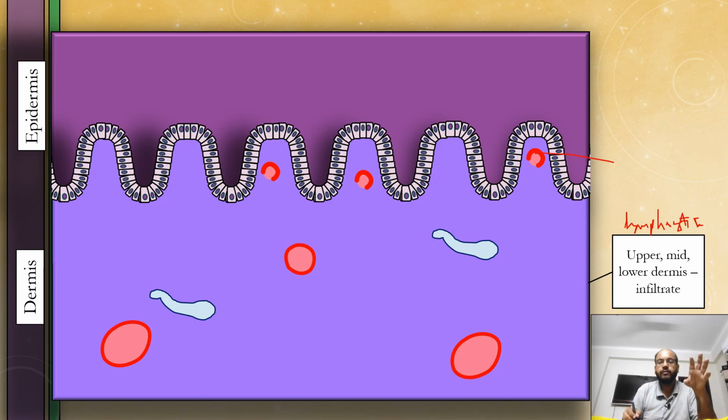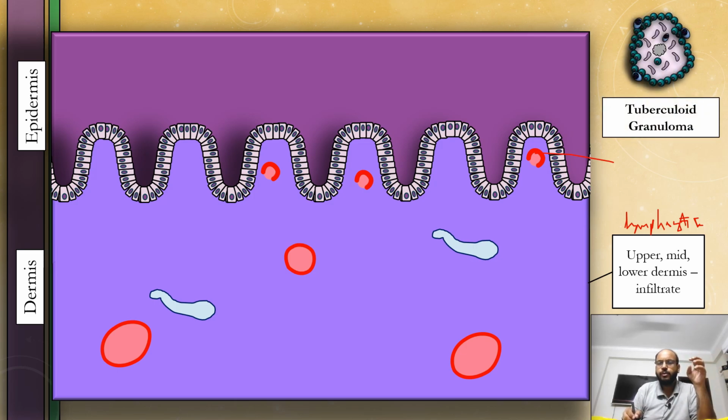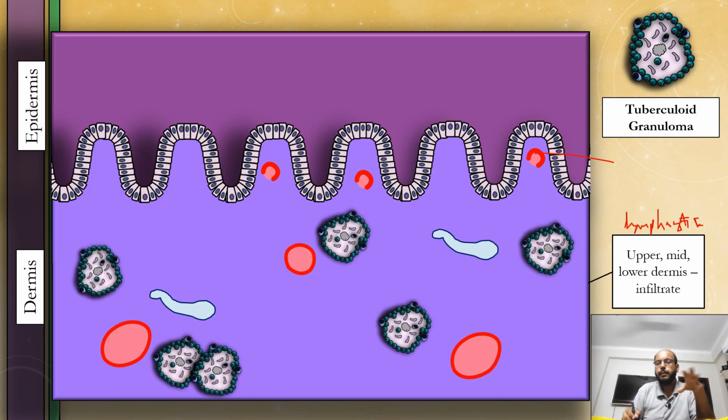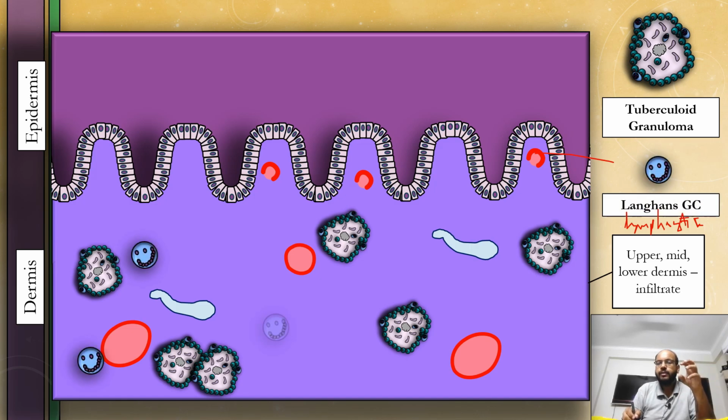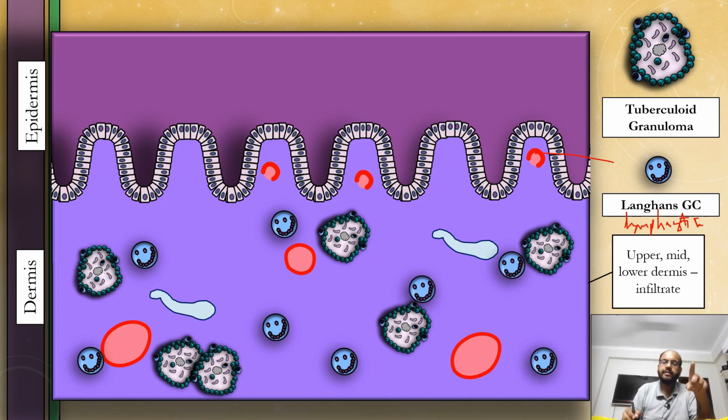Along with a background of lymphocytic infiltrate, and because it's composed of lymphocytes, which are basophilic cells, the background looks bluish. You have the tubercular granuloma. We have discussed how a tubercular granuloma looks. So you will have multiple tubercular granulomas in the upper, mid, and lower dermis. Along with that, you will have Langerhans giant cells. Look at the Langerhans giant cells.